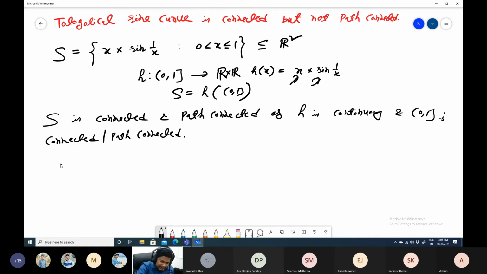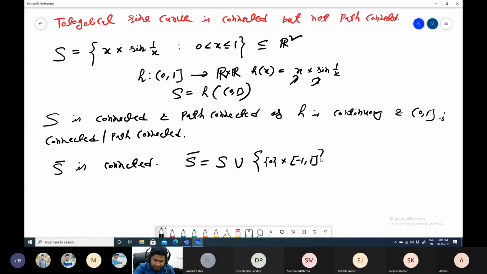Right. Now take S closure. Now is it connected? S closure? Yes or no? Yes, sir. Because we have proved that if A is connected then A closure is connected, right? Now S closure is connected. Now what is S closure? S closure is S union the set 0 cross minus 1 comma 1. This.